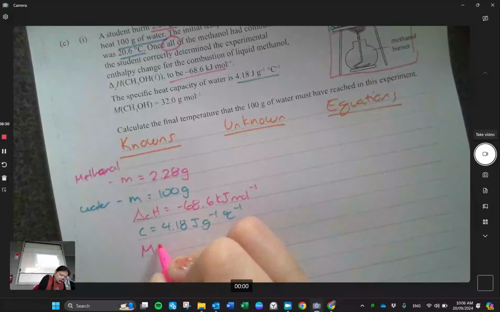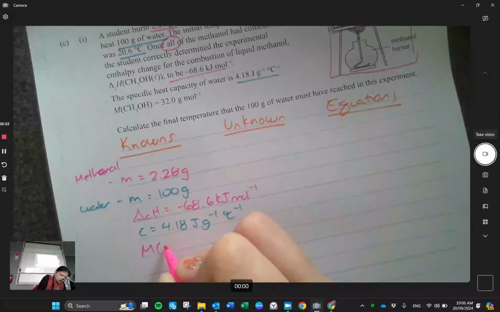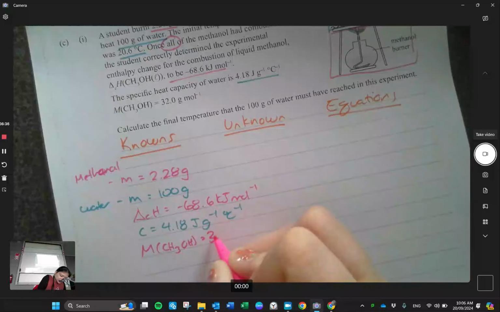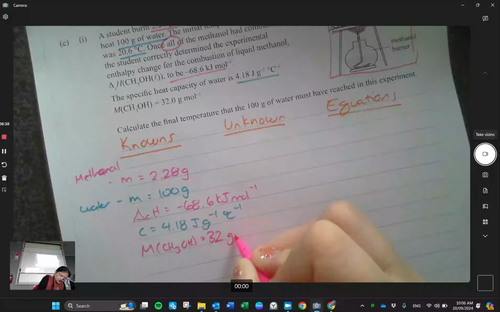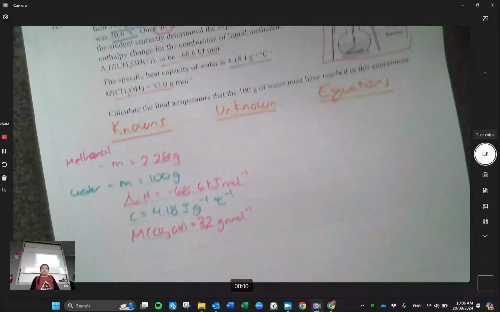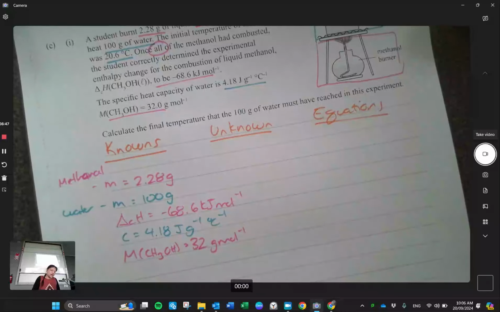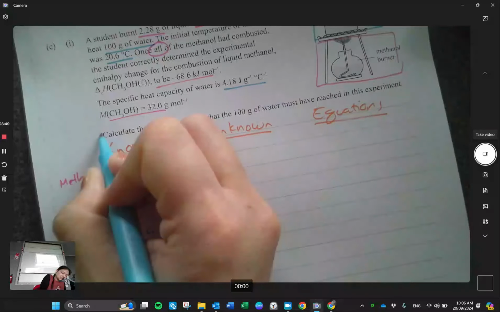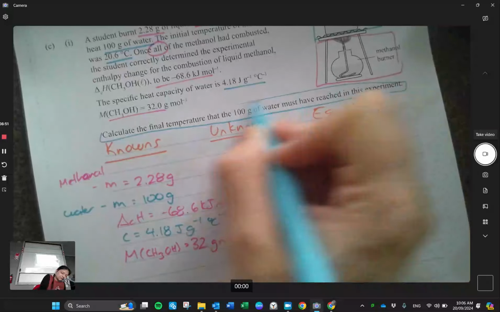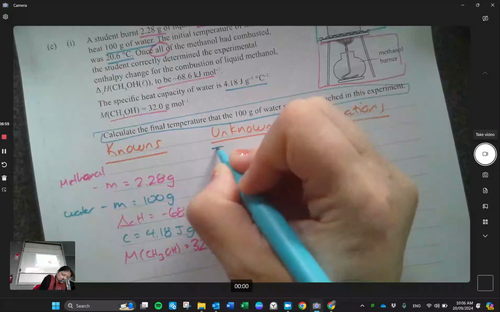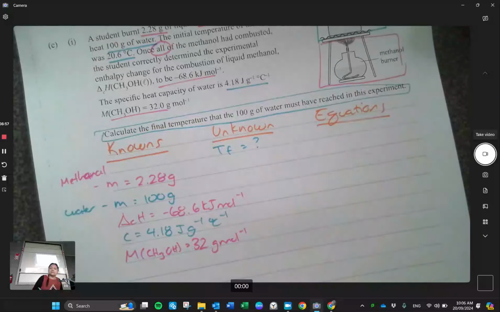So big M of the methanol, CH3OH, is equal to 32 grams per mole, so I don't have to worry about doing that calculation there. They want you to calculate the final temperature of the 100 grams of water. So that is my unknown, the final temperature of the 100 grams of water. That's what I'm trying to figure out.